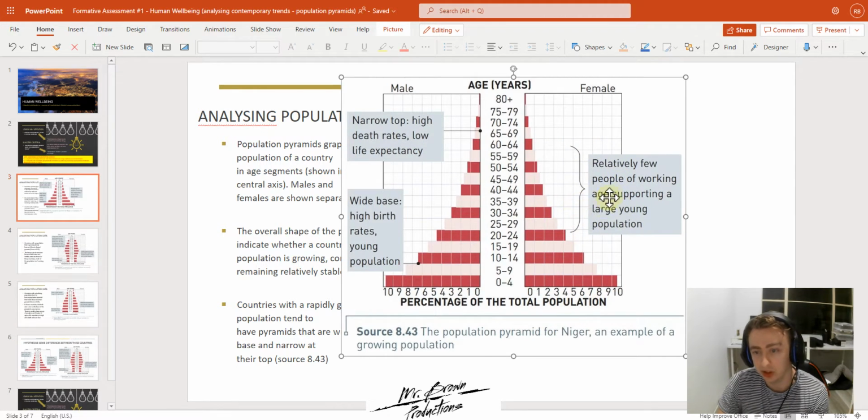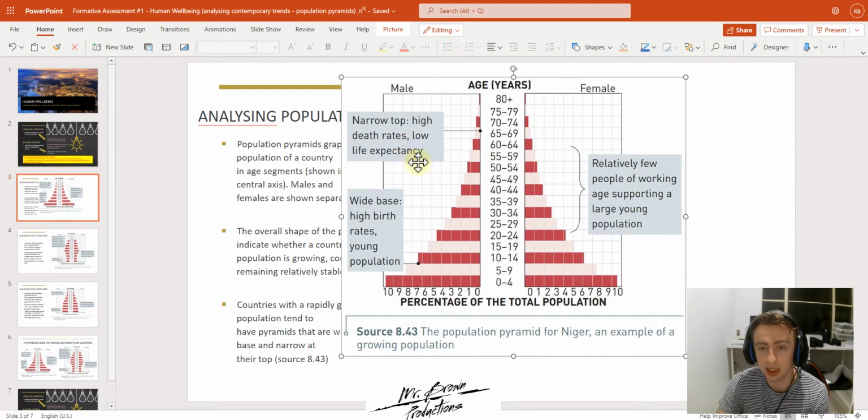Now, what this is also telling me is that there's relatively few people of working age supporting a young population. So that means a lot of people who are younger here might be having to go to work a lot earlier in their life, because we can see that there's not nearly as many people that are alive up here. So for example, if we look at people who are aged 55 to 59, there's about 10 times more people aged 0 to 4 than there is there. So that's quite a big difference.